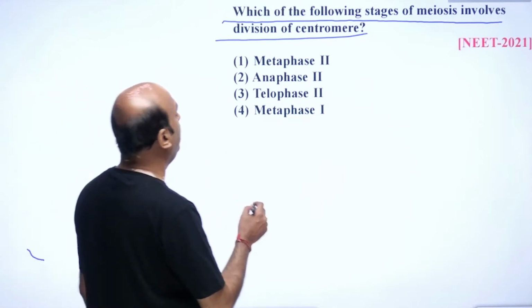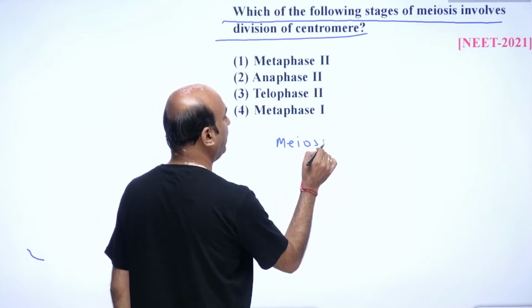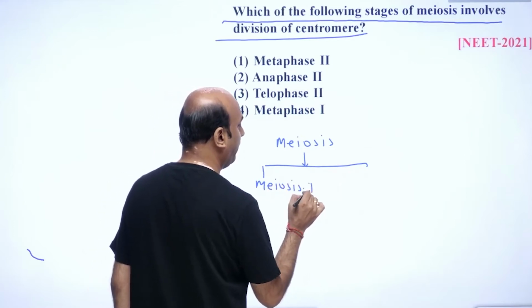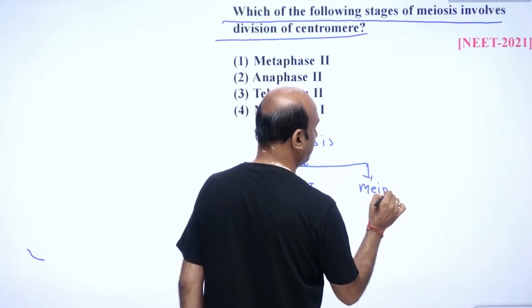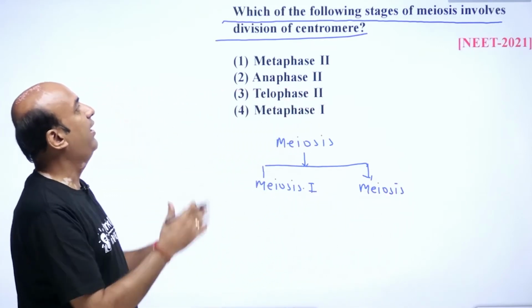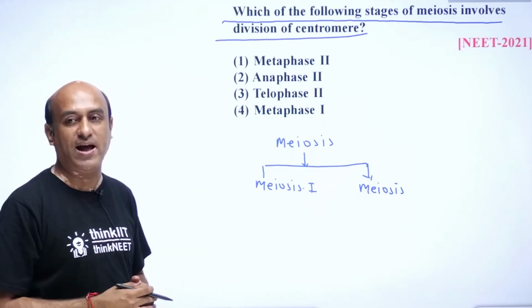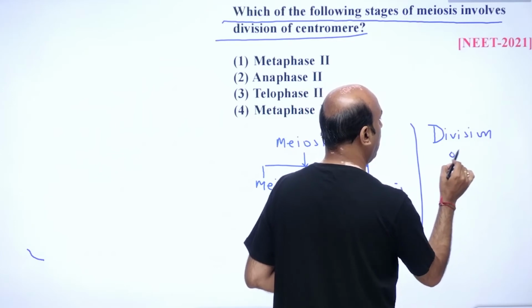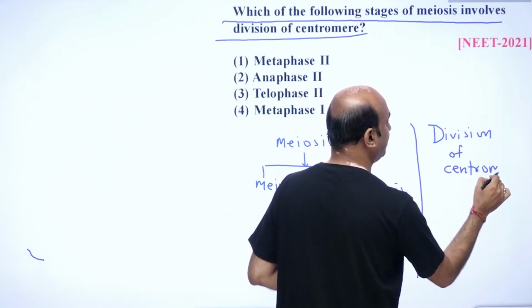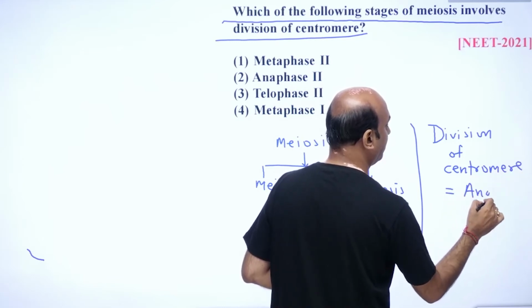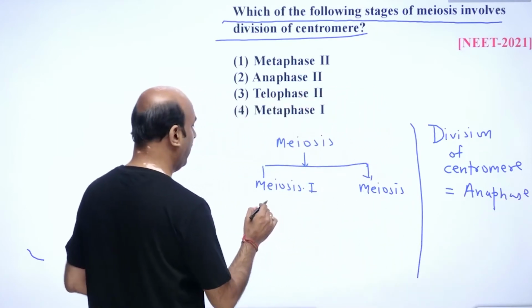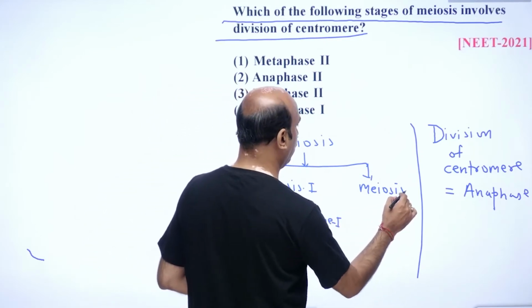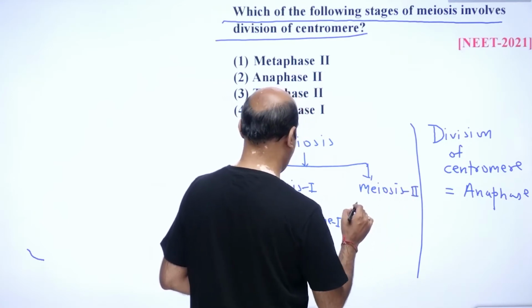Now student, if we are talking about meiosis, we know that there will be meiosis 1 and meiosis 2. And if we are talking about the division of the centromere, we know that division of the centromere occurs in the anaphase. Here in meiosis 1 there is anaphase 1, and in meiosis 2 there is anaphase 2.